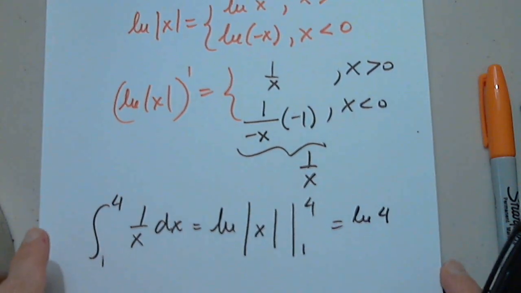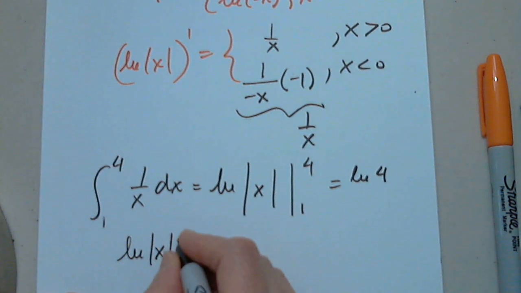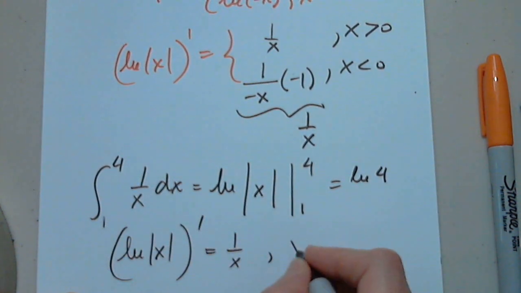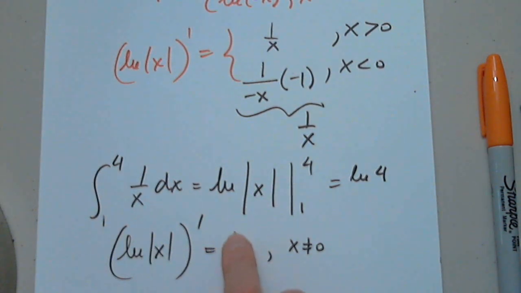So I can write it in the following way as the formula. Natural log of the absolute value of x prime is 1 over x. Of course, x cannot be 0. There is no discussion there. When we find the antiderivative of this, we have to write that. So backwards, the antiderivative of 1 over x is natural log of the absolute value of x.